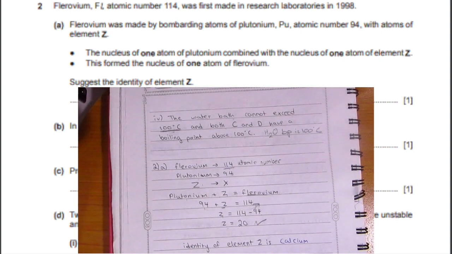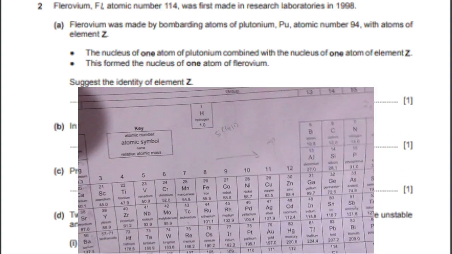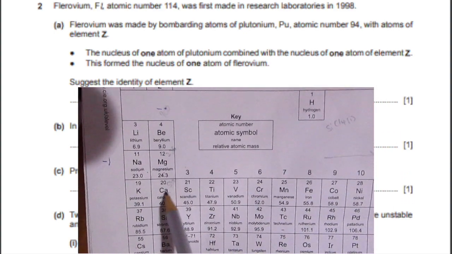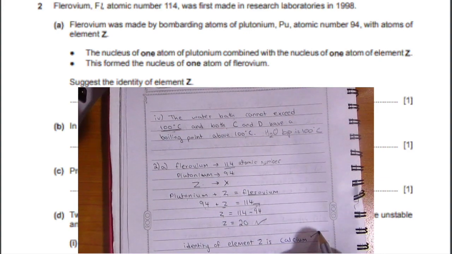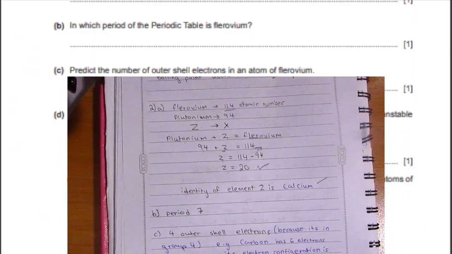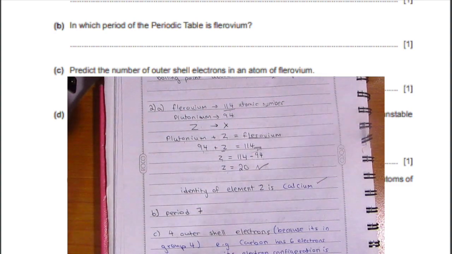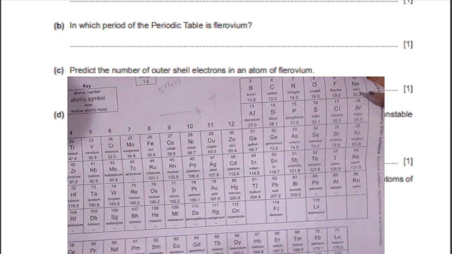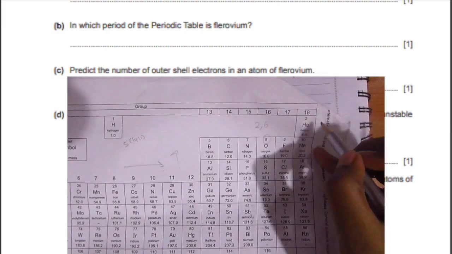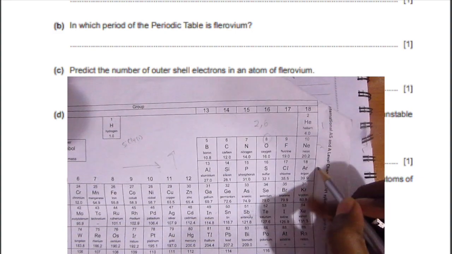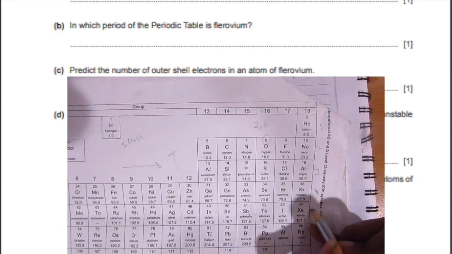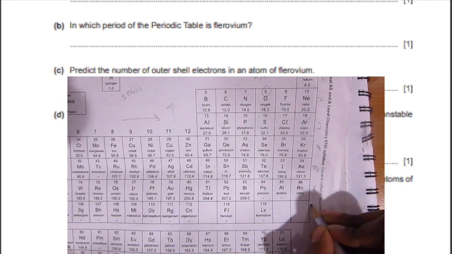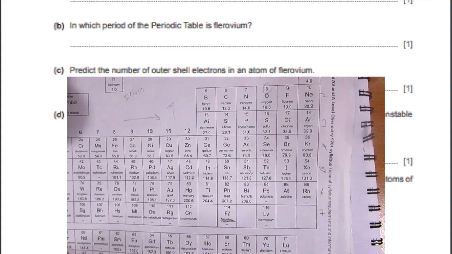So now we have to find the element with atomic number 20, and that's simple. Just check your periodic table, and that's the last page in your question sheet, and that is calcium. So the identity of element Z is simply calcium. Now, in which period of the periodic table is ferrovium? It's in period 7, so if you check out your periodic table, you start with 1 where hydrogen is. Period is the row, so 2, 3, 4, 5, 6, and 7. You'll find it right there on the 7th period.